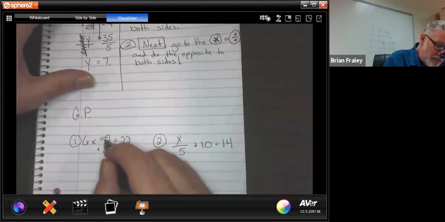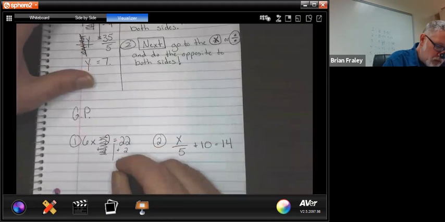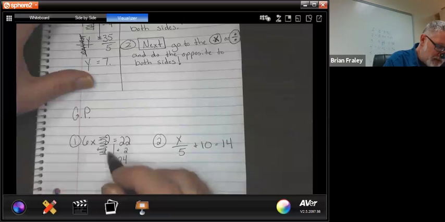These guys are going to wipe each other out. They cancel each other out. 22 plus 2 is 24. Bring down your equal sign. The only thing I have left still is 6x.